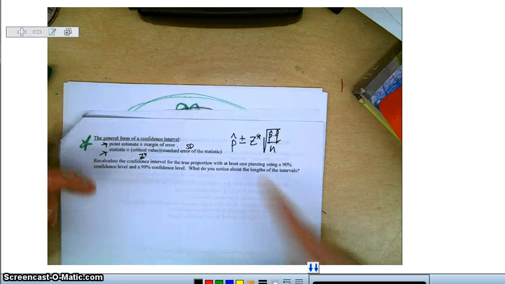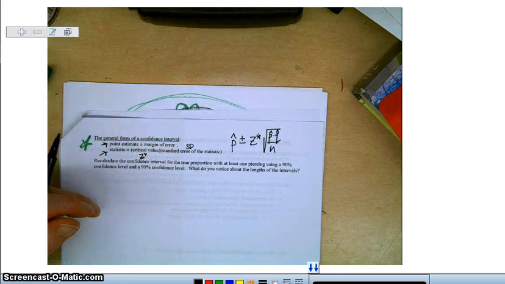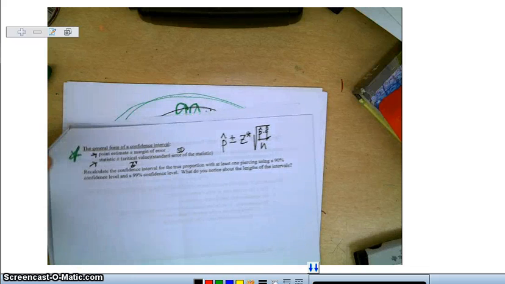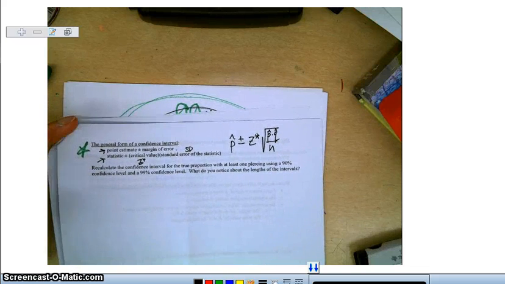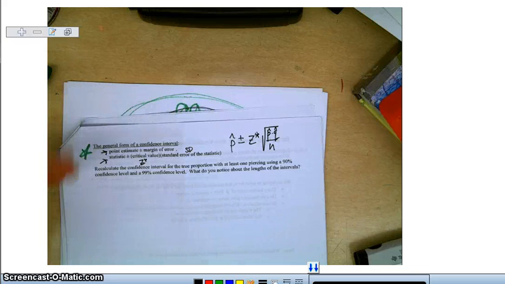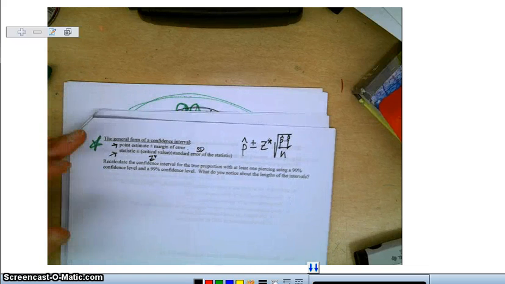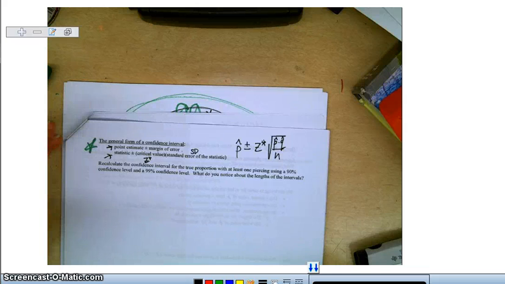So you'll just have to keep doing the problems enough and looking back so that you can memorize that 95% is 1.96, 90% is 1.64, 99% is 2.58. Now you can figure them out though if you didn't remember them.